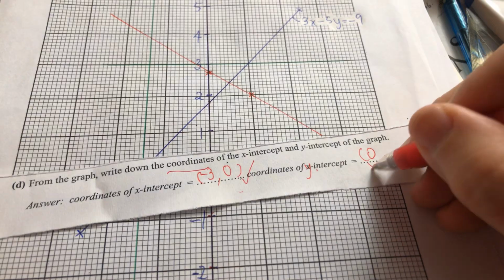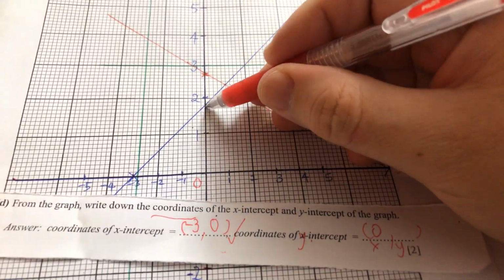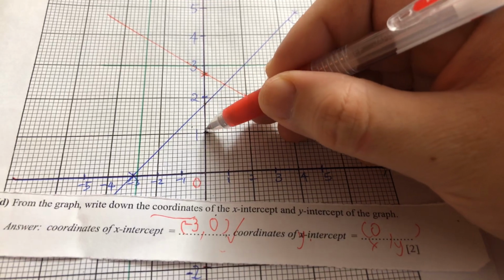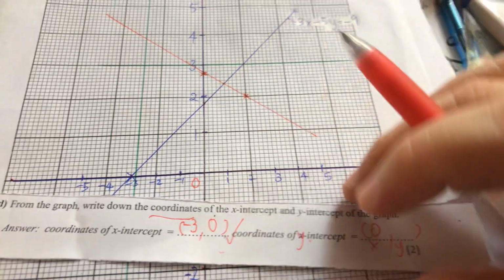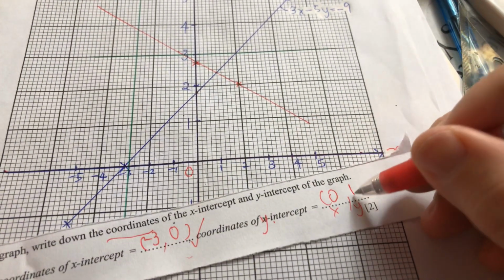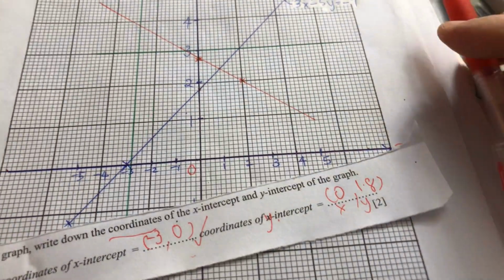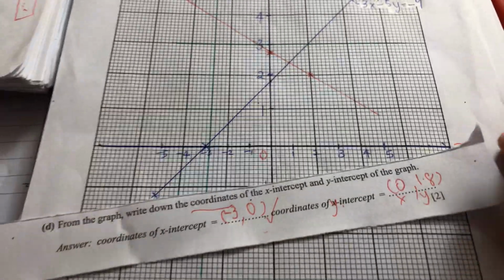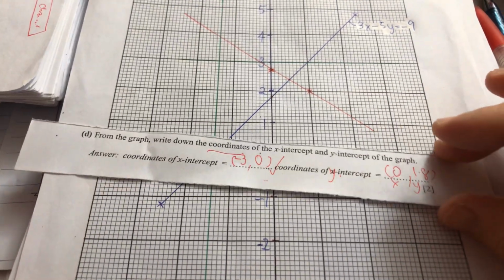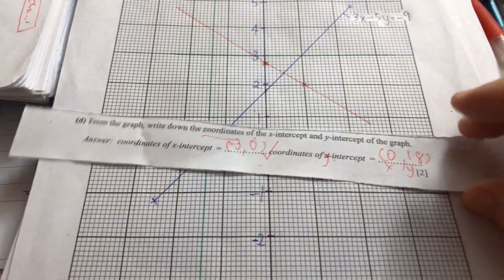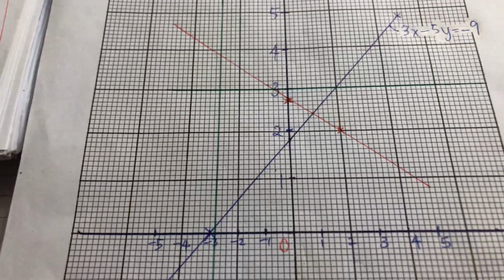The x value is 0, right? What's the y value? You are standing right at the y value. Is it 1.1, 1.2, 1.8? Yeah, that's all. That's all for this part. Now let's go to E.